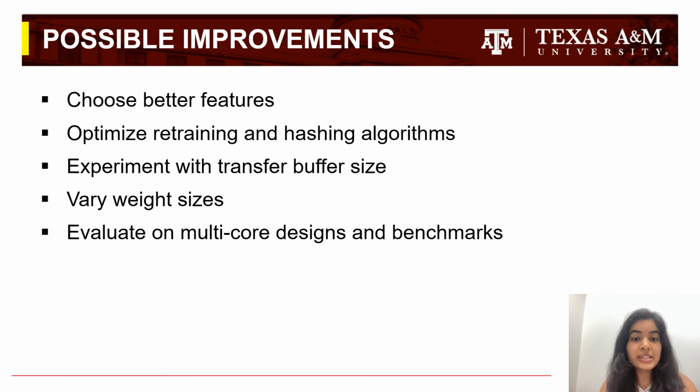Additionally, we can increase the size of the transfer buffer so that the accesses have more time to be assigned as useful. We can also try to implement this on multiple levels of caches and tune the Perceptron according to each level separately. Finally, we can experiment on multi-core designs and add more benchmarks for better evaluation of the results.